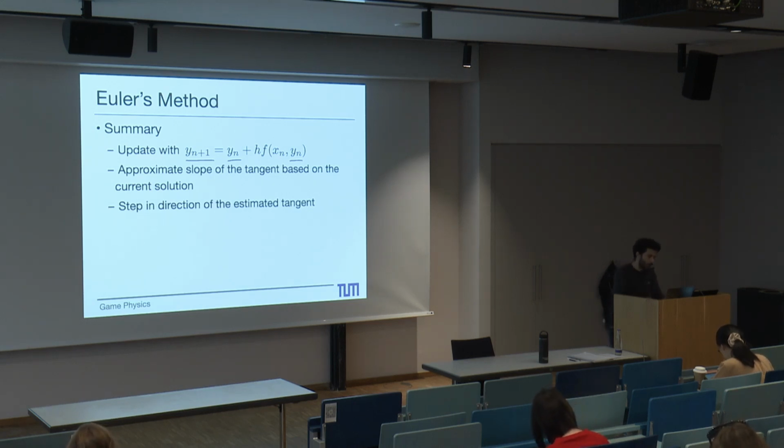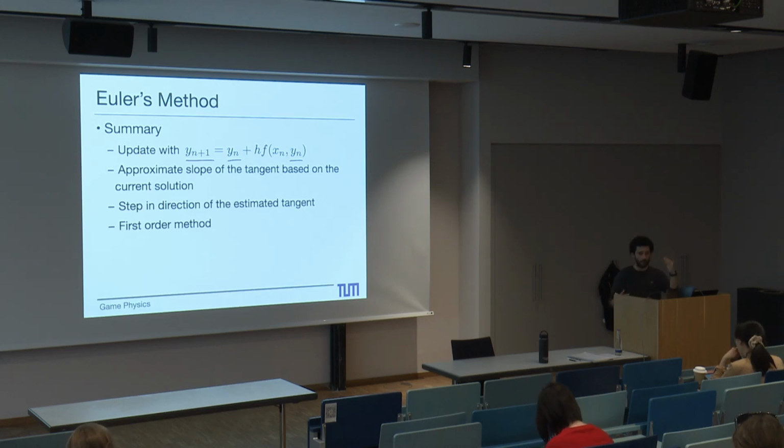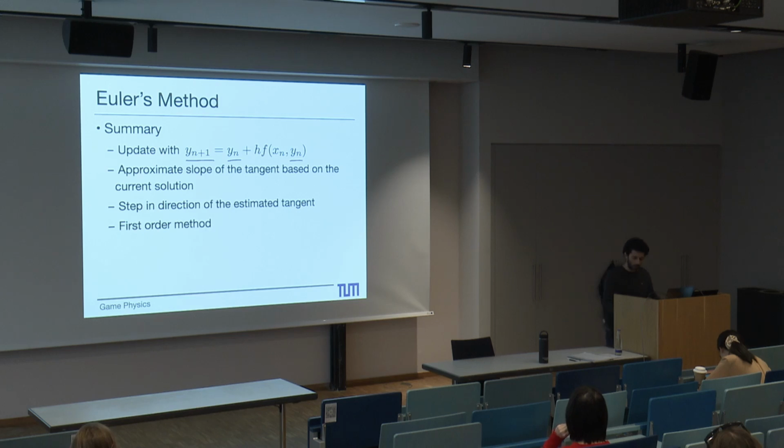and then we take a step in the direction of the estimated tangent. Now, what does this method give us? It gives a first order method, which means that our approximation is, as you saw in the previous slide, diverging relatively fast from the previous value, and this is even more important whenever the function has a variation of the tangent that is especially quick.